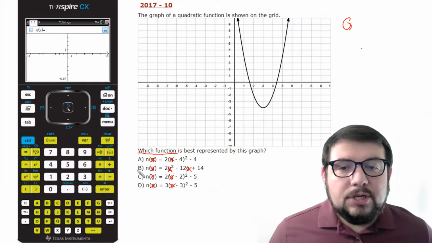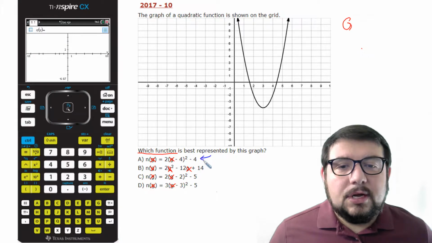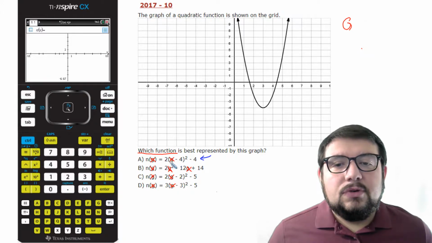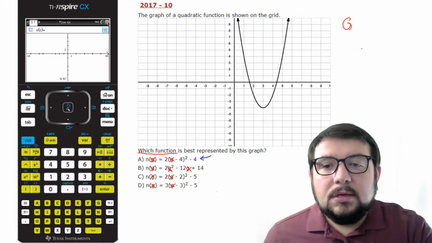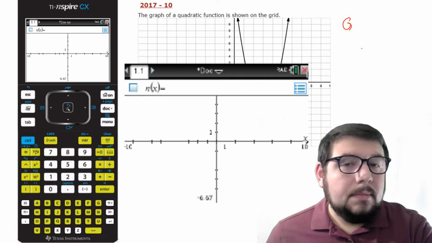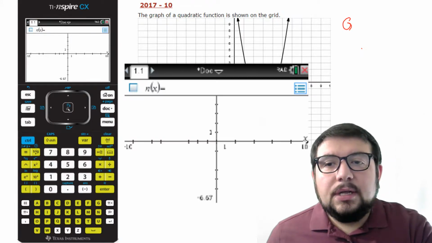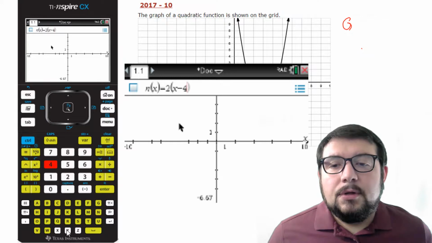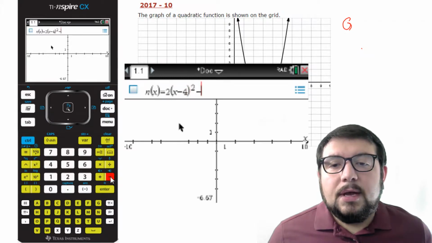Now I'm going to copy in equation 1 and see if it matches the graph. I'm going to copy the first equation in, choice A. This has 2 parentheses, x minus 4 to the second power, minus 4. So let's go to the graph. Let me zoom it in so you guys can see. I'm just going to type the exact equation in there: 2 parentheses, x minus 4 parentheses squared minus 4.